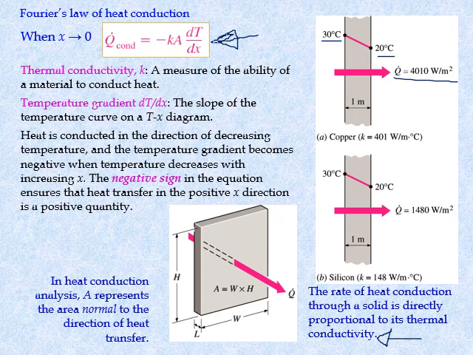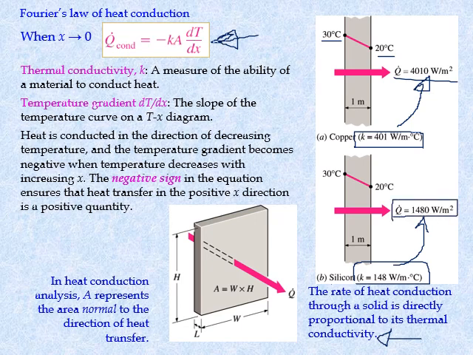Okay, so for copper, the K is 401 watt per meter squared. If you look here, since copper has higher thermal conductivity, the Q value is higher compared to silicon, which has almost 1/3 of the copper thermal conductivity value. So the value of thermal conductivity is lower, and the value of heat being transferred is also lower.